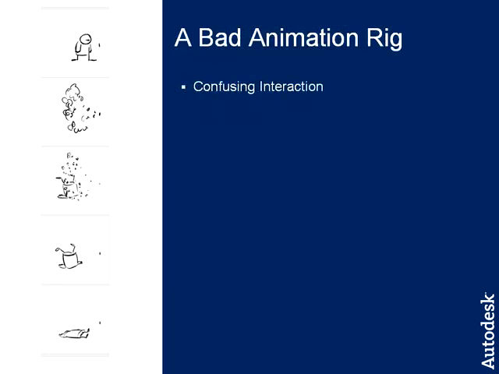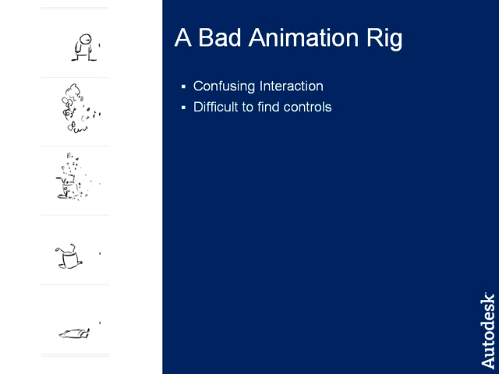A bad animation rig. So what is a bad animation rig? Well, a bad animation rig is one that has confusing interaction. What that means is if I grab the hand of my character and I pull it to the left and it moves to the right, that's confusing. That's not doing what I'm expecting. So in that case, that's a bad animation rig.